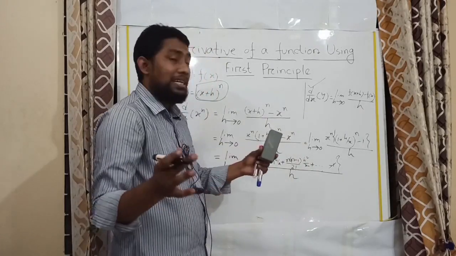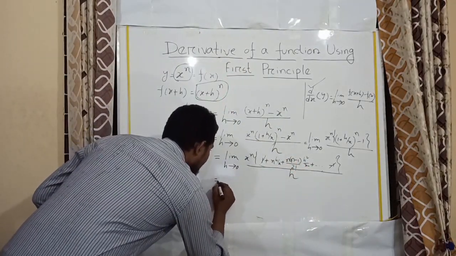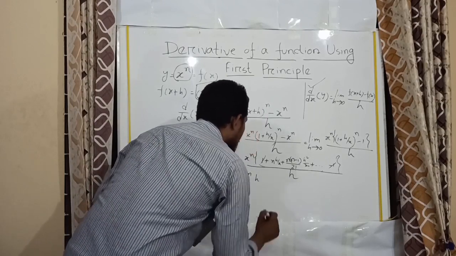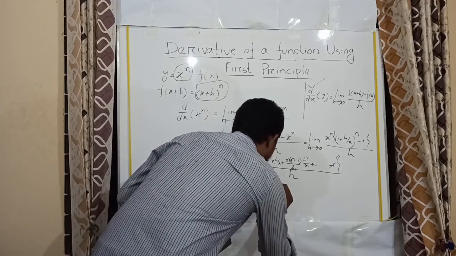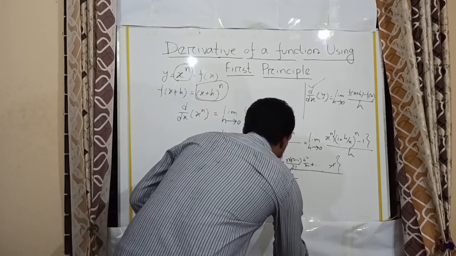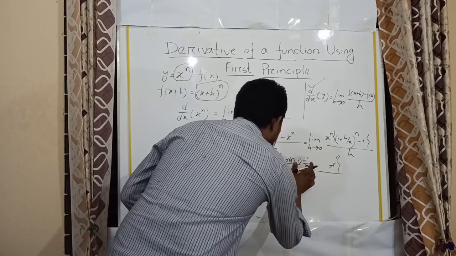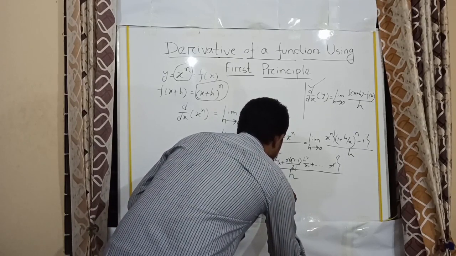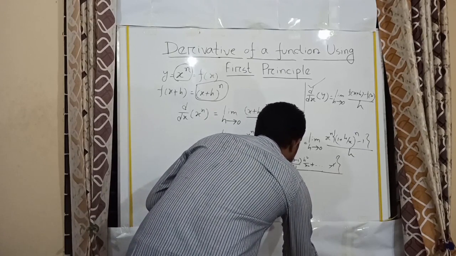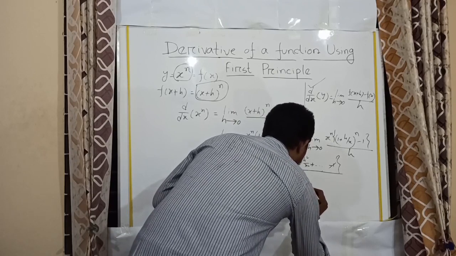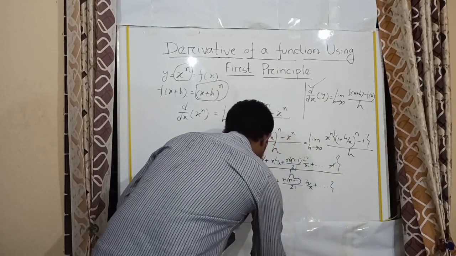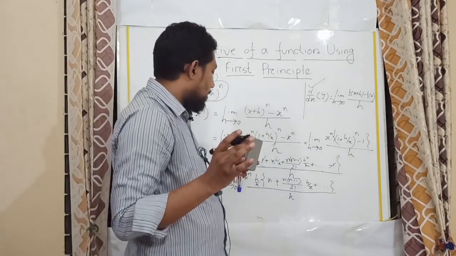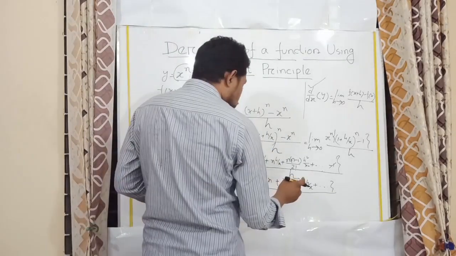So now we can take h as common, so I'm writing limit h tends to 0, x to the power n, and h as common. So here we are getting n 1 by x, sorry, we can also take x common, n minus 1 2 factorial, here it will be h by x, h. So now is the formation.